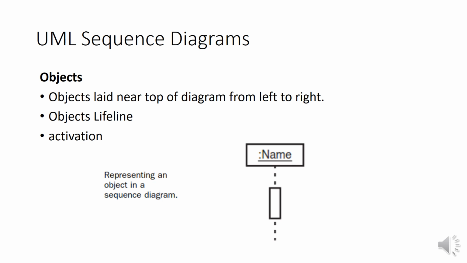So the activation bar or activation symbol represents when this object is active or alive. When the object receives a message or sends a message to another participant or object, it becomes active, and you represent activation with this rectangular symbol.